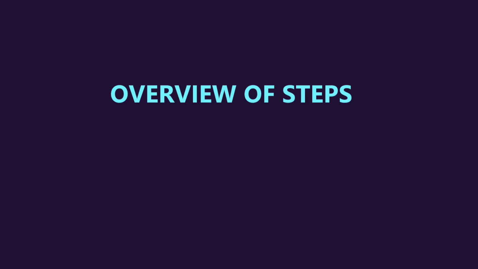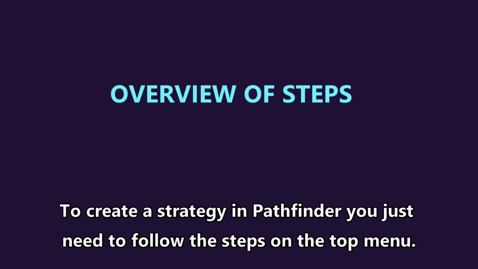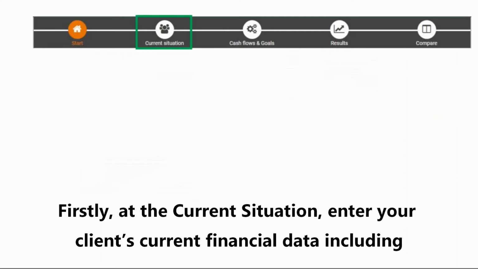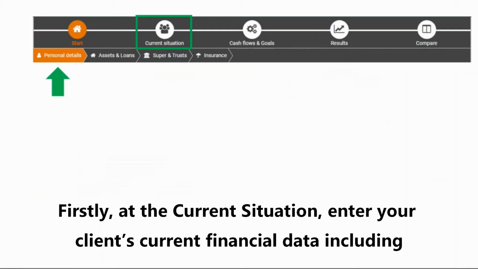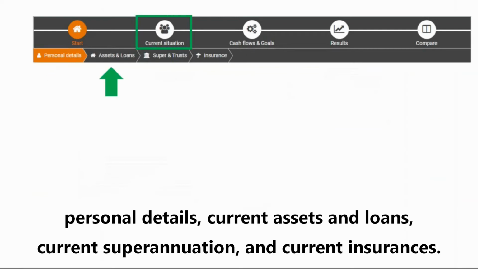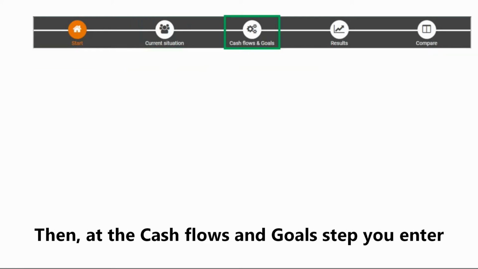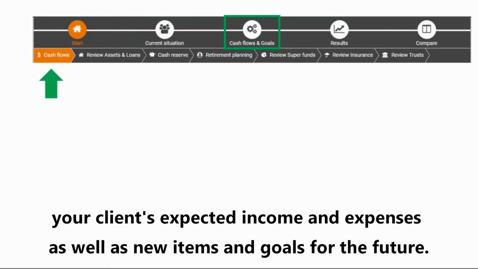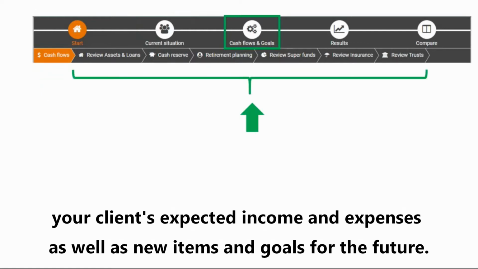To create a strategy in Pathfinder, you just need to follow the steps on the top menu. Firstly, at the current situation, enter your client's current financial data, including personal details, current assets and loans, current superannuation, and current insurances. Then, at the cash flows and goals step, you enter your client's expected income and expenses, as well as new items and goals for the future.